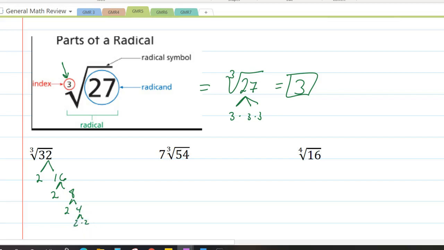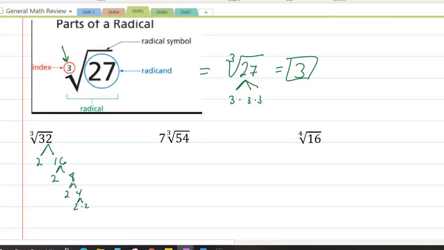Now, I'm not going to circle pairs. I'm going to circle groups of 3 because my index told me I need 3. I have 1, 2, 3 2s. But then I only have 2 individual 2s there. So the group of 3 comes out as a single 2. And then I had 2 times 2 left inside. So that gives me 2 cubed roots of 4.